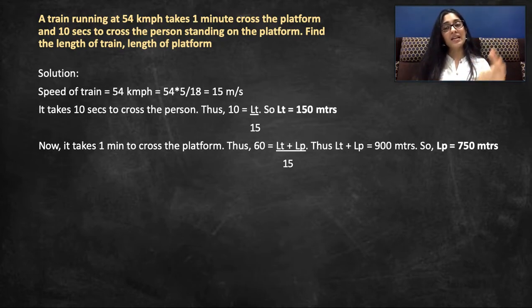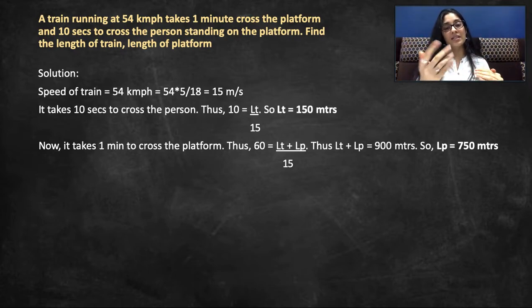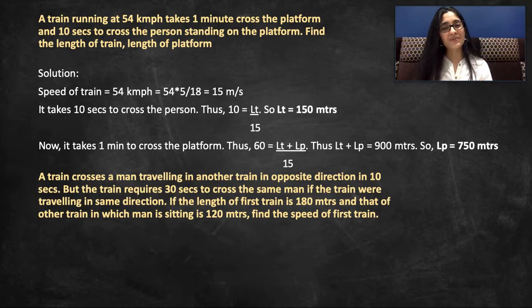Now if I take the case of crossing the platform, which it takes 1 minute to, converting 1 minute into seconds, 60 seconds is equal to length of train plus length of platform divided by speed of train, which is 15. So length of train plus length of platform is 900 meters. We already know length of train. So I can conclude that length of platform will be 750 meters. This is one very good application of all that we have learned.